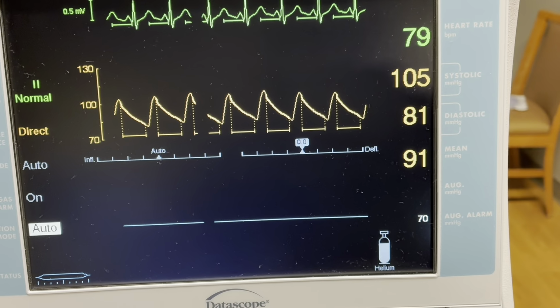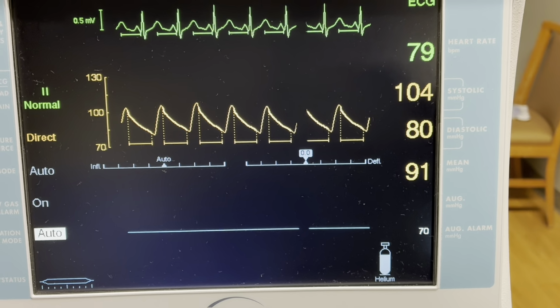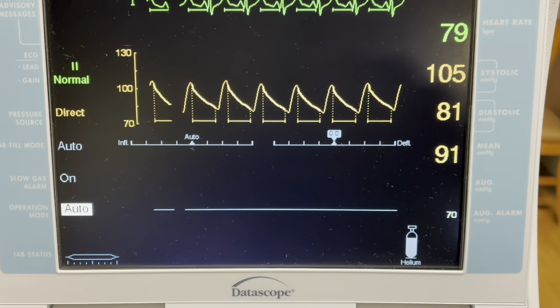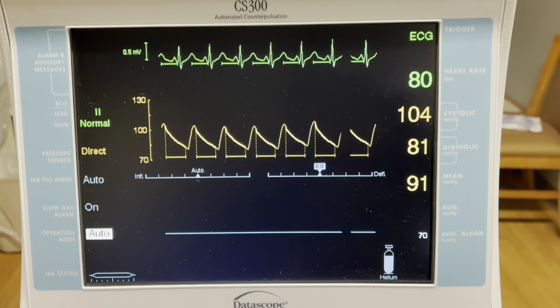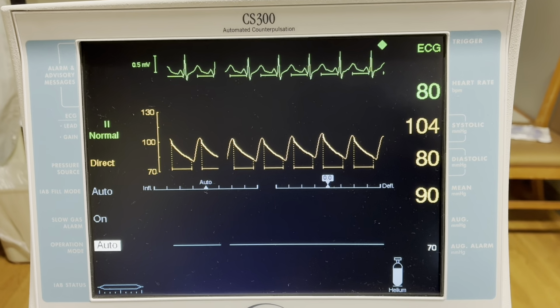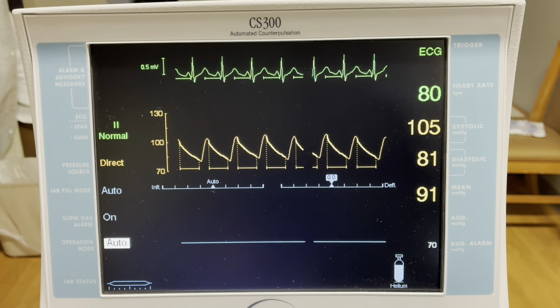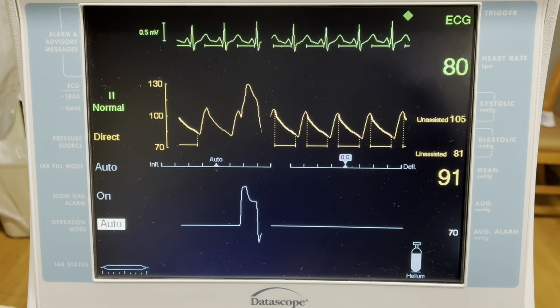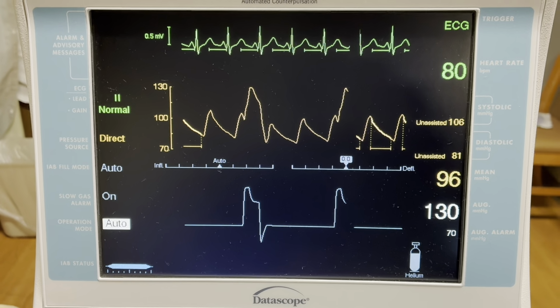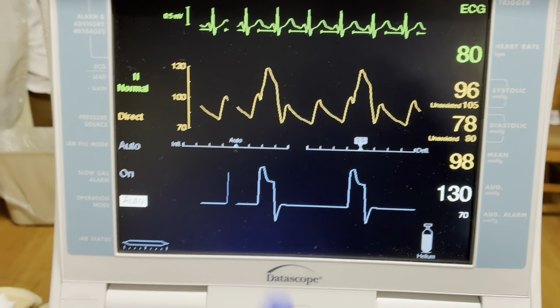And your MAP is 91, correlating with your art line. And again, there's no augmented pressure, right? Because we have it in standby. So far, so good. Heart rate's also okay. We're going to restart this, going back to the 1:3 frequency.